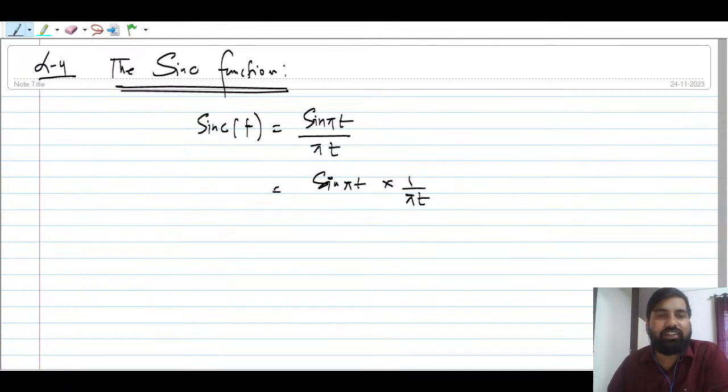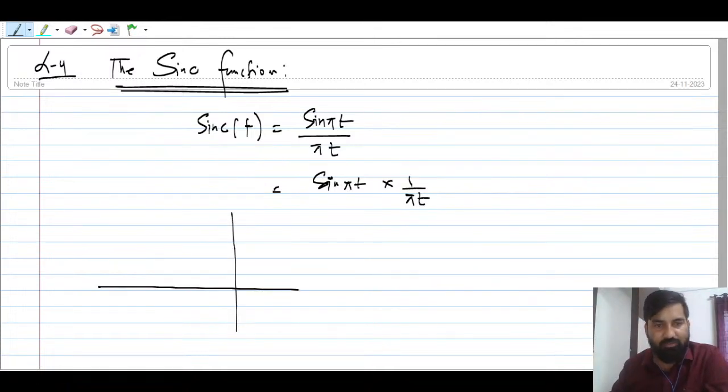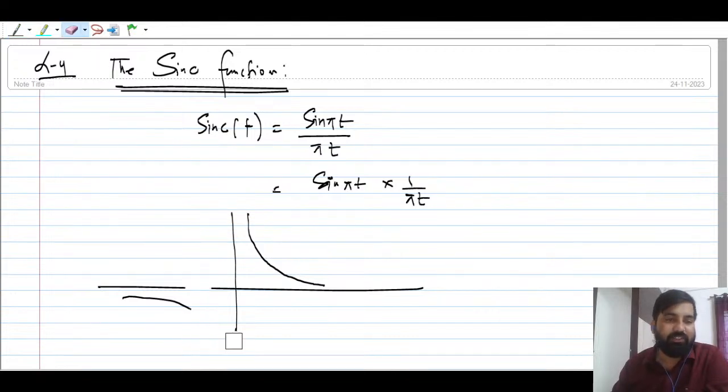So sinc of t is defined as what? You will find this sinc function everywhere in digital communication, in communication systems most of the time, and in signals and systems also. Sinc of t is sine pi t by pi t. There is a sinusoidal and there is 1 by t. You know how a sinusoidal looks: it will have many oscillations, and sine pi t is also a periodic signal. And 1 by t is an odd function, and 1 by t is going to look like this. Please remember this.